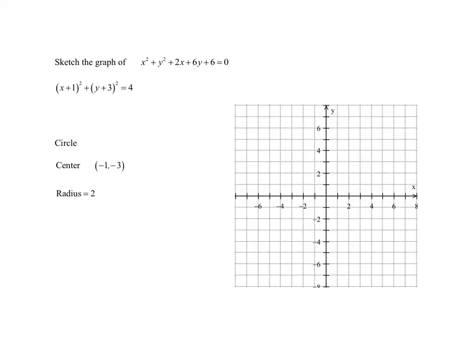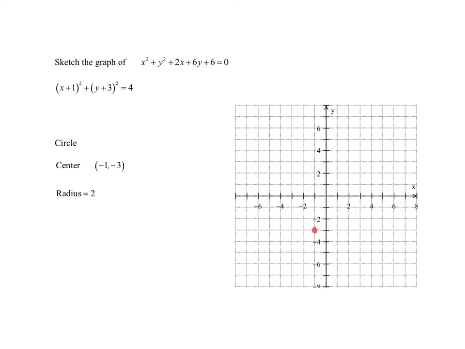I've taken the information from the previous slide. I'm trying to sketch this equation here. And remember, we decided we thought it was going to be a circle because the coefficients of the x squared and the y squared were both positive and both the same. And does this look like the equation of a circle in standard form? Yes, and so we decided it was a circle. We found the center, we found the radius, so all we have to do now is graph this circle. So you find the center, which is at (-1, -3), which I think is right down there. So that's (-1, -3), and the radius is 2.